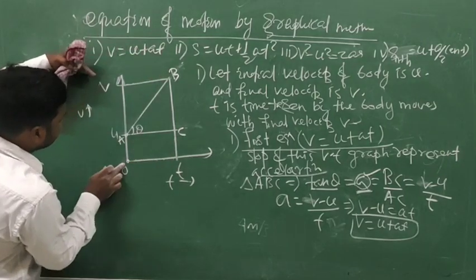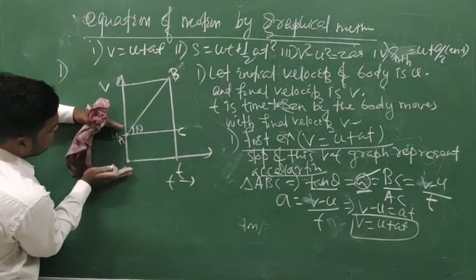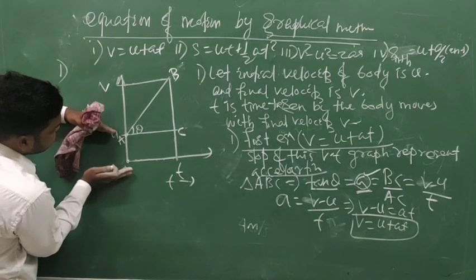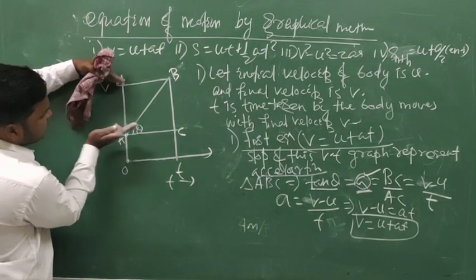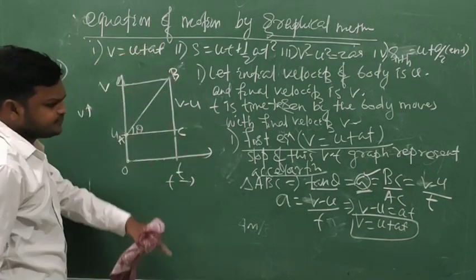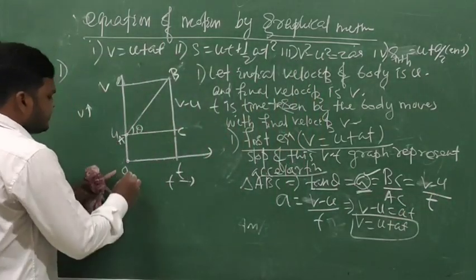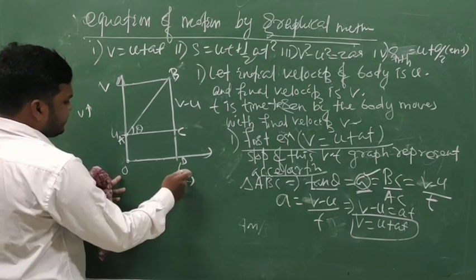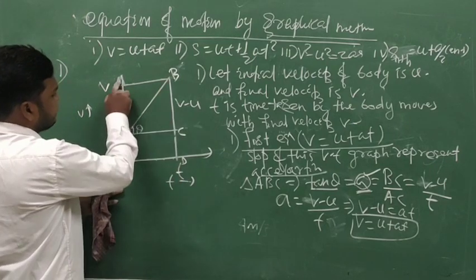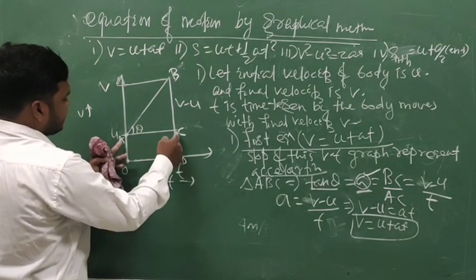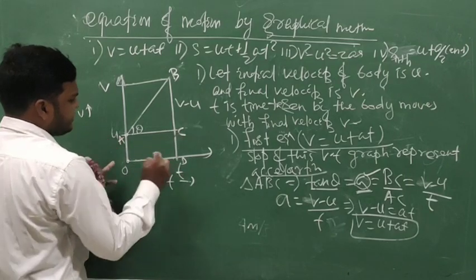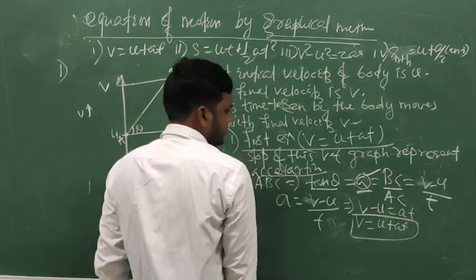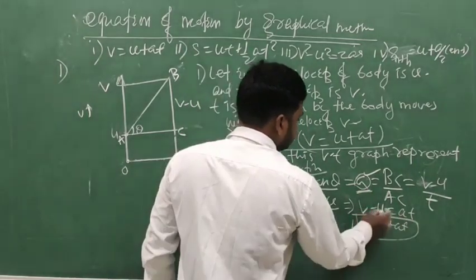So BC: from O, this is our final velocity V, and from O to A is the initial velocity U. If we cut U from V, what remains is V minus U, and that is equal to BC. So BC we take as V minus U. The total time T is taken, because in this T time the final velocity V is reached. So AC is T, and instead of AC we use T. So acceleration is equal to V minus U upon T. So V minus U is equal to AT. So like this is the first equation.